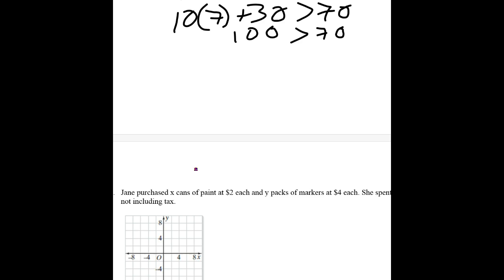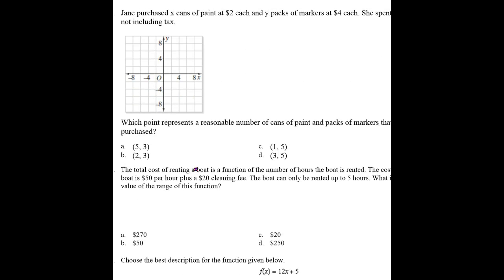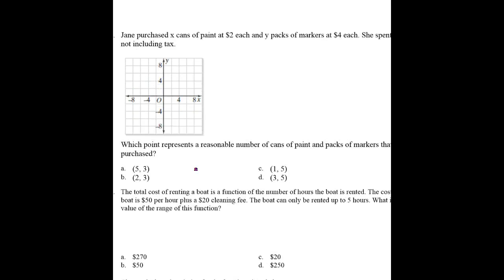Okay, so let's look at number 4. Jane purchased X cans of paint at $2 each, so automatically that is 2X, because we can replace "each" with "per," and so automatically we're talking about multiplying. And Y packs of markers for $4 each. Again, that would be 4Y, because each can be replaced with per, so you should be thinking of multiplication.